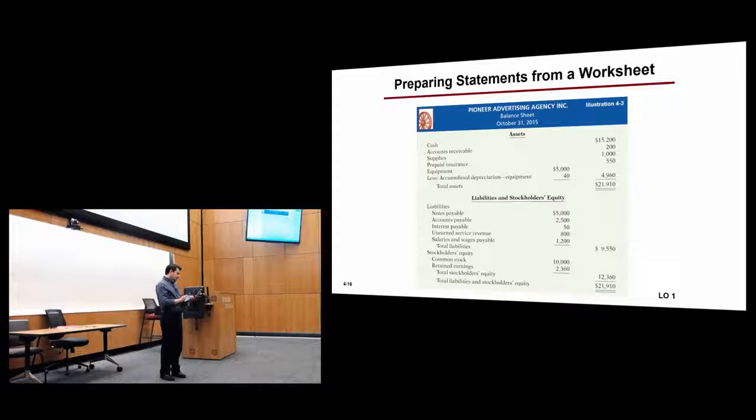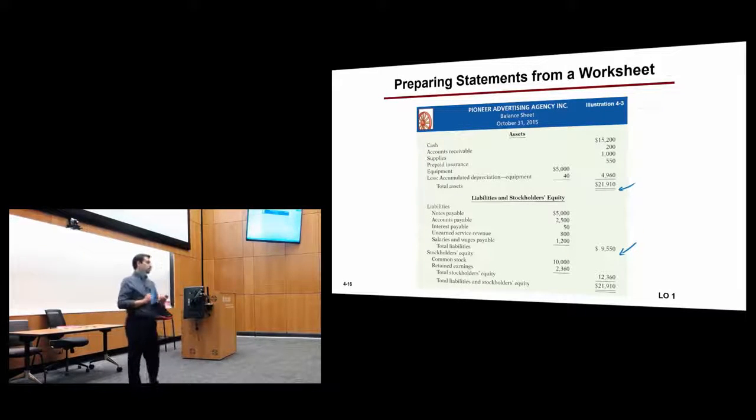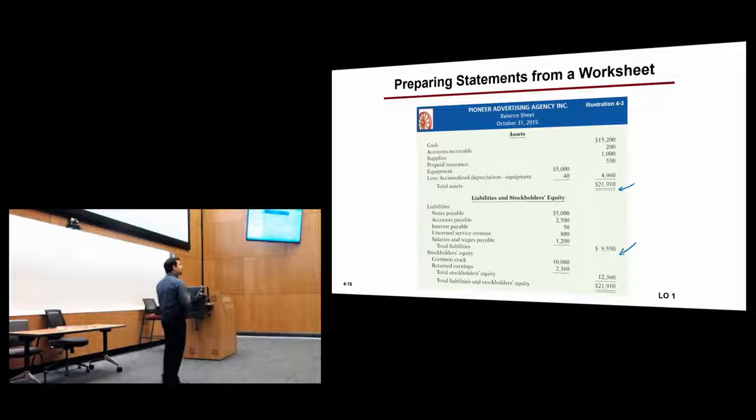Once again, we have here the double line, this is the total. When we are doing liabilities, you see here this one, total liabilities. Although it's total liabilities, this is not the end of this section, because we have not included stockholders' equity.